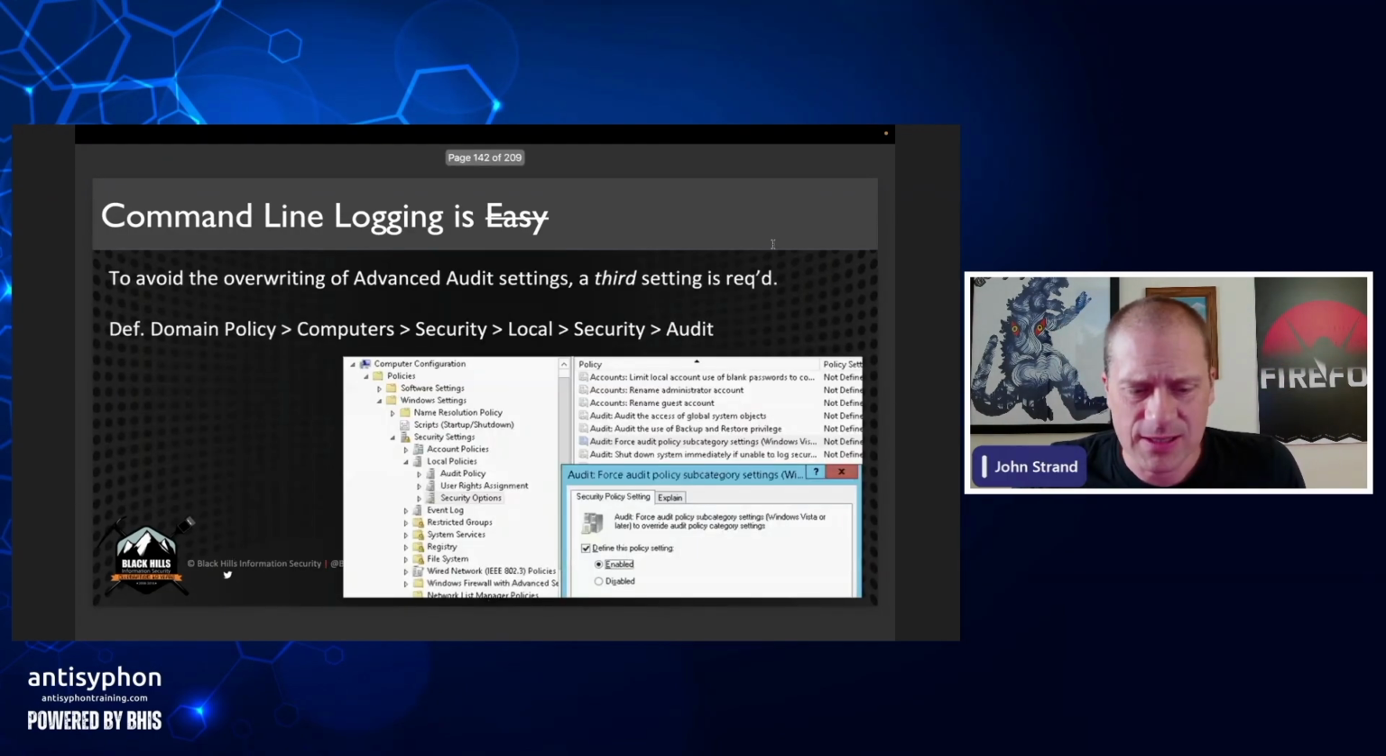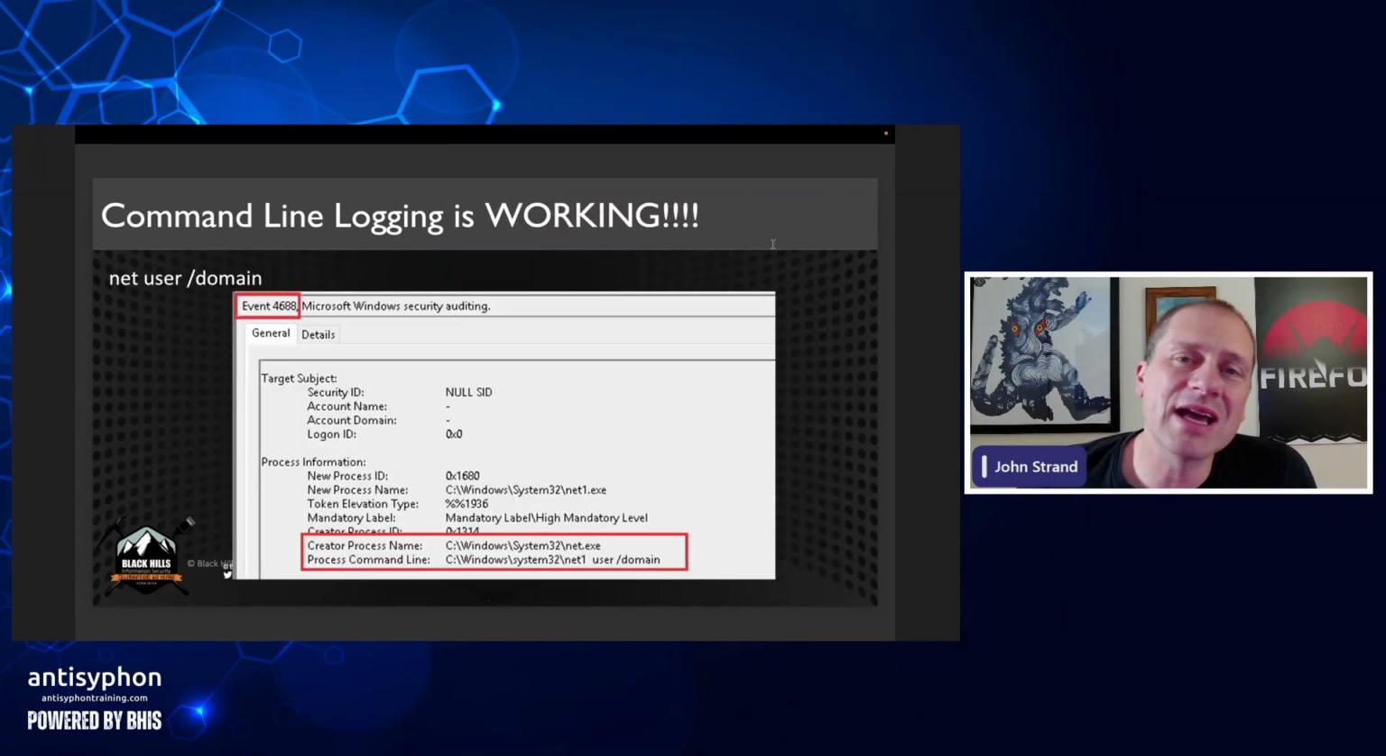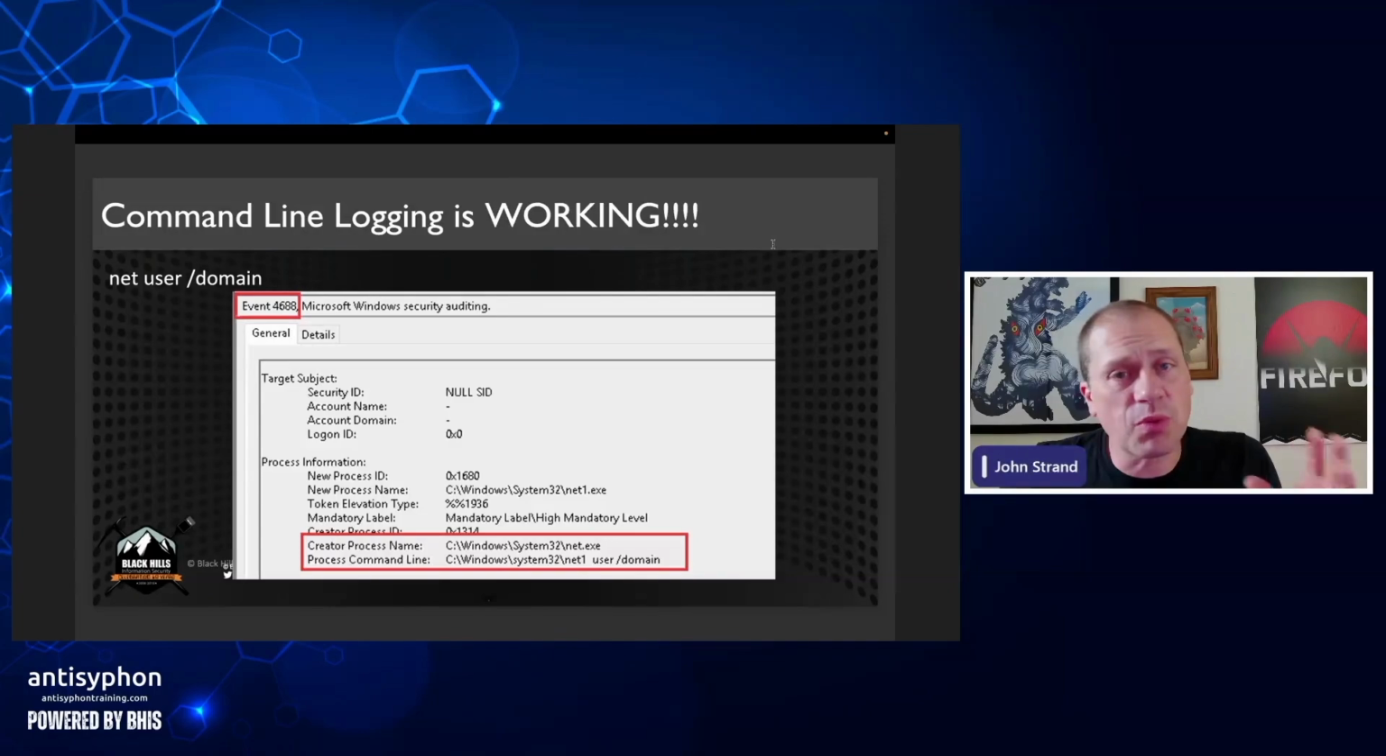So that's great. Then you need to go through and define the domain policy, computer security, local security audit policies to be enabled as well. And when it's done, magically, you get event logs. So you have to go to like 6 places, 6 configuration settings, to configure your Windows system to the point where it's logging what you want, which is command line invocation.